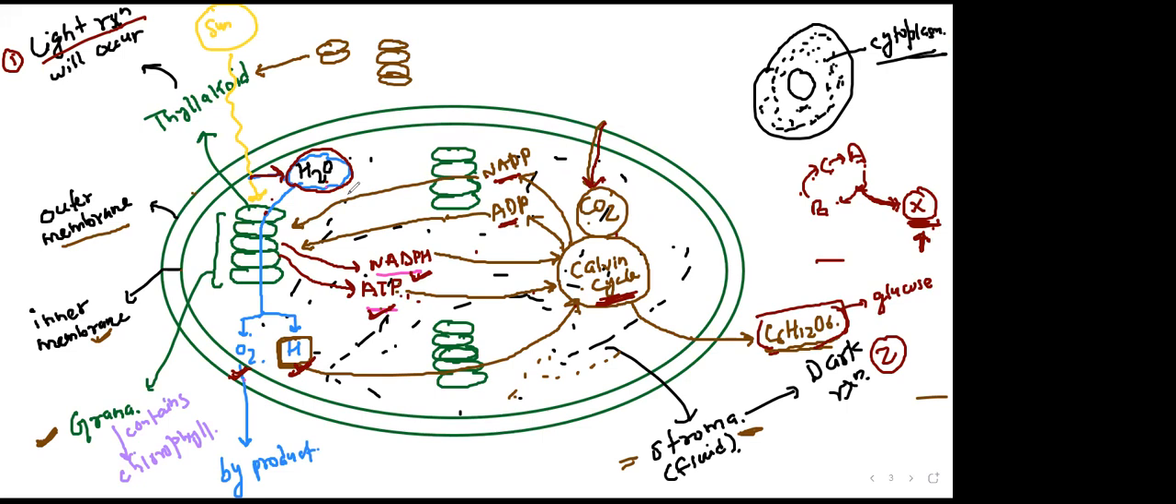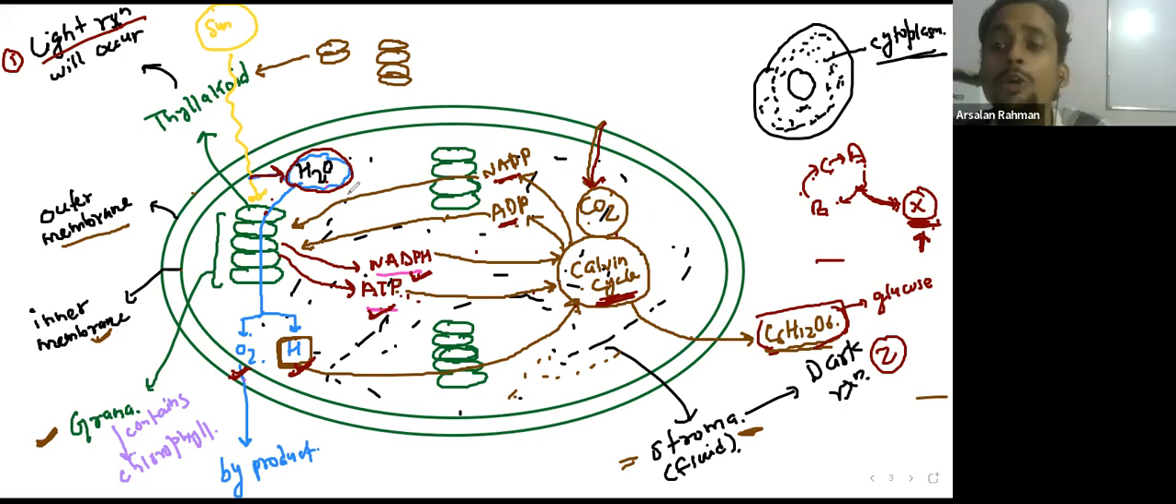Can you understand the process of photosynthesis in brief? How does photosynthesis occur? It occurs inside the chloroplast. There are two types of reaction. First one is light reaction, in which high energy molecules are produced, like ATP and NADPH. These high energy molecules will enter into dark reaction, and in dark reaction they will react with CO2 and hydrogen to produce a high energy product, that is glucose. Do you get my point or not?